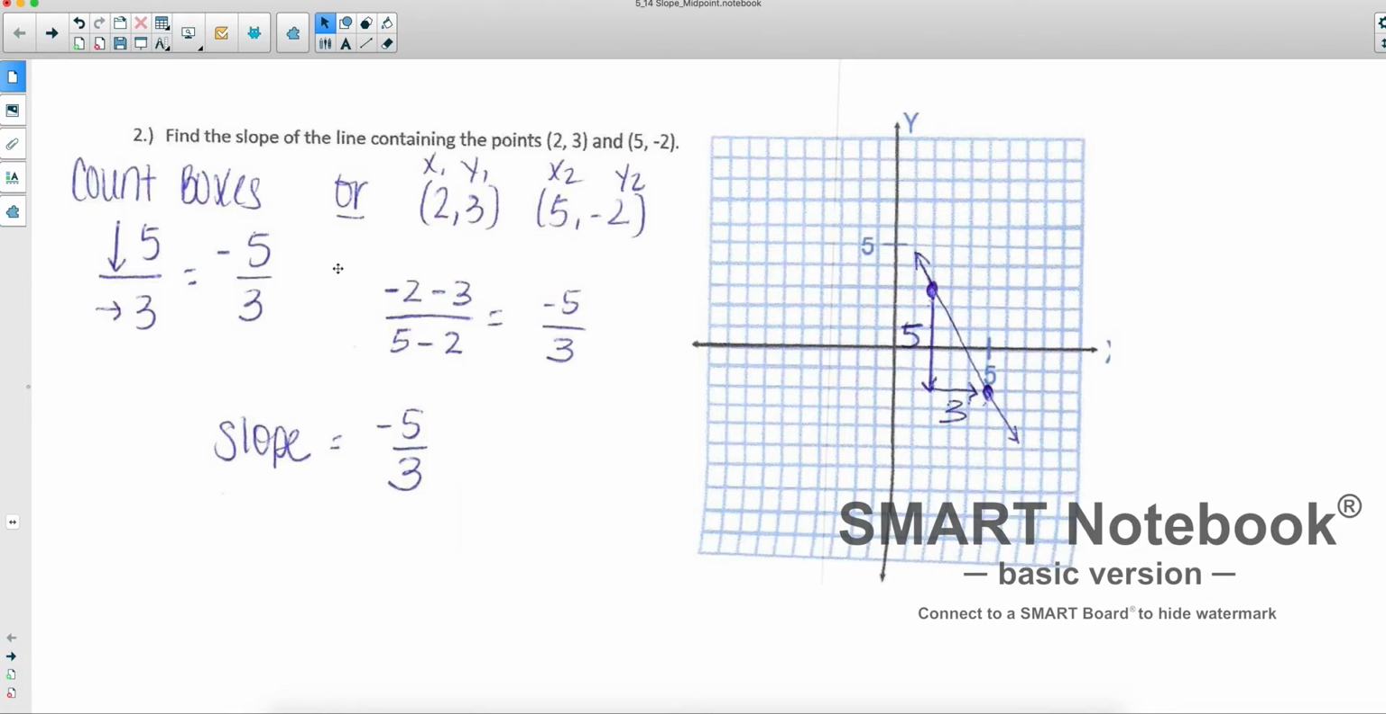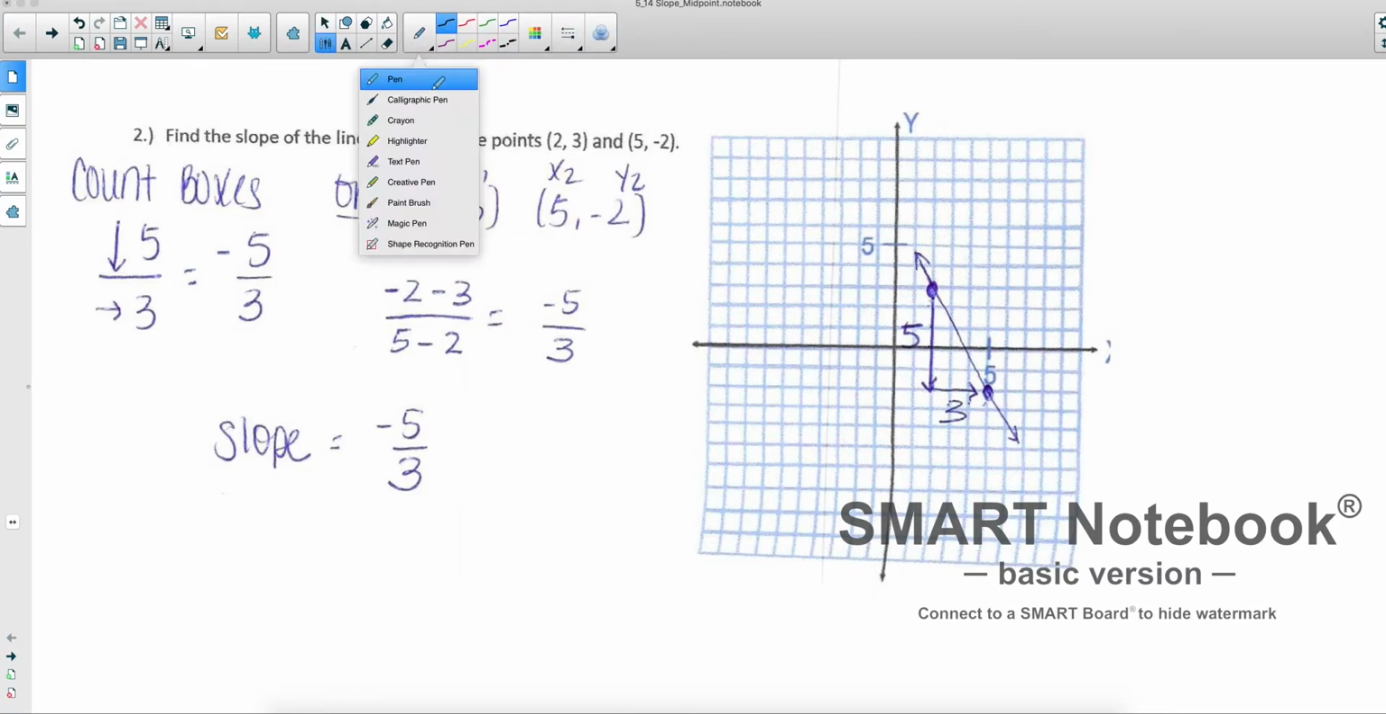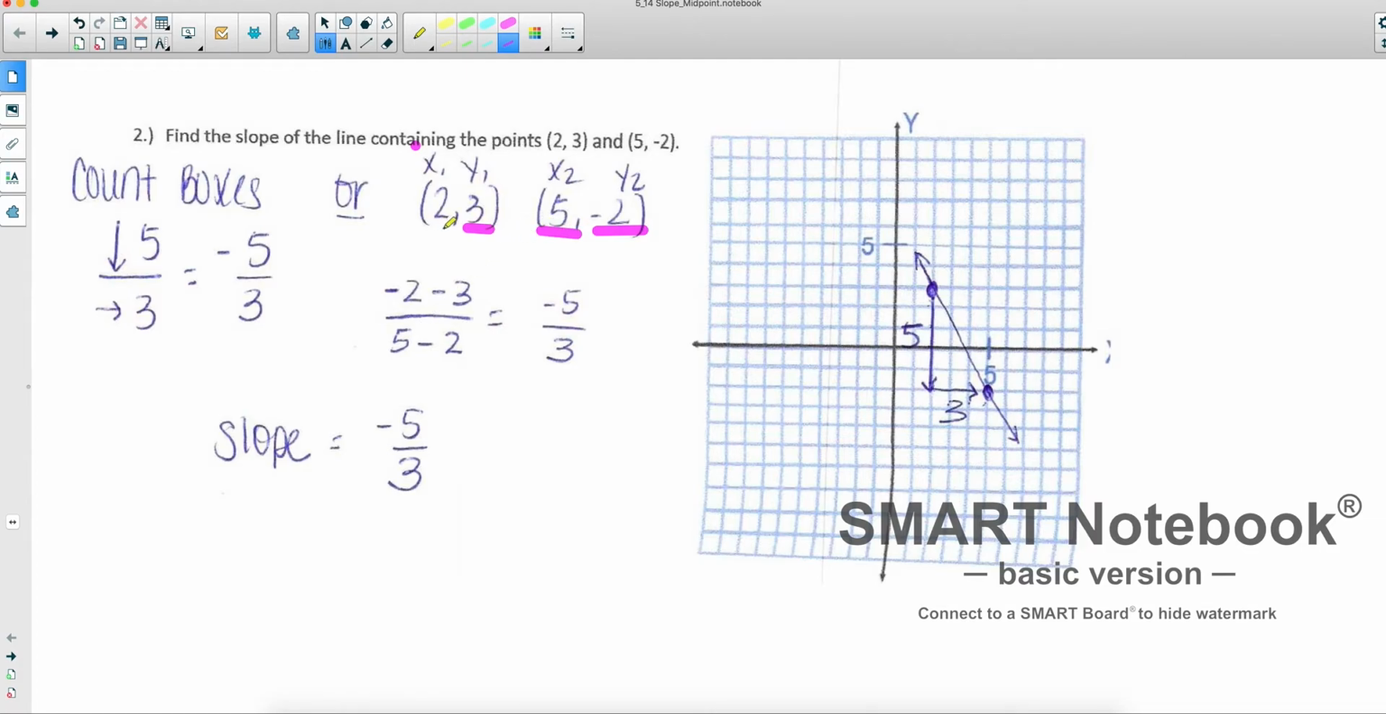Just to show you, you can also use that formula, change in y over change in x. We look at our y values. So we have this negative 2 minus 3 right here, over 5 minus 2 right here. Either way, we get a slope of negative 5 thirds. Now just keep in mind that slope being positive or negative should make sense in terms of graphing. I can tell that this is a negative slope.